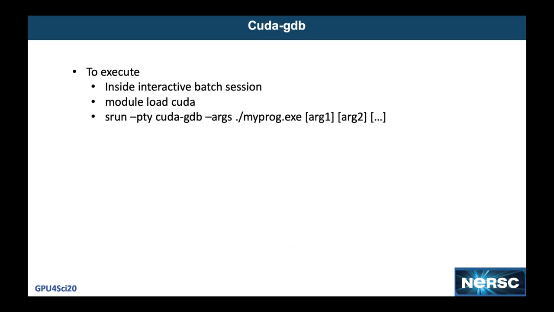To execute, you will obviously load CUDA, but it must be already done. And then you srun your code. Don't forget to add the --pty, which allows you to execute CUDA GDB. And then a --args if you have arguments for your program. If your program doesn't have arguments, you are not obliged to add the --args.